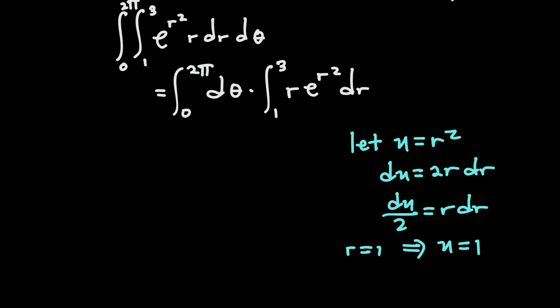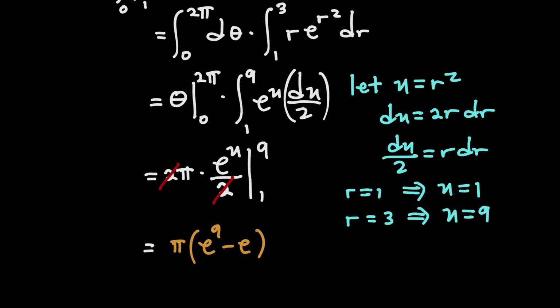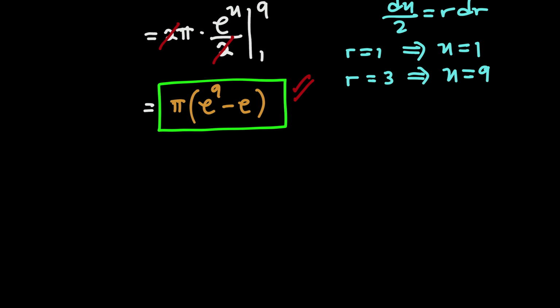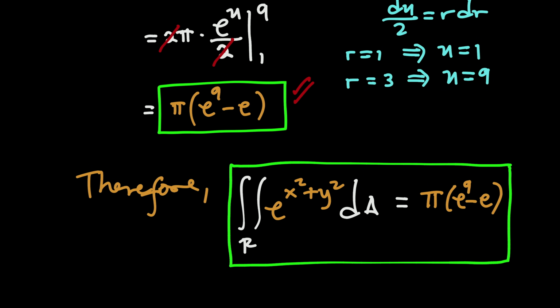And then continuing to change the variable, when radius is equal to 1, then you have u equal to 1. If radius is equal to 3, substituting this one, we have u equal to 9. So this one is equivalent to this value. So this one is already solved, 2 pi, and this one is the integral of 1/2 e raised to u evaluated from 1 to 9. Canceling the constant, we are left with pi and the evaluation of e raised to u, which is e raised to 9 minus e. Therefore, we have this one as your final answer. And as a consequence, the original integral is equal to pi times e raised to 9 minus e.